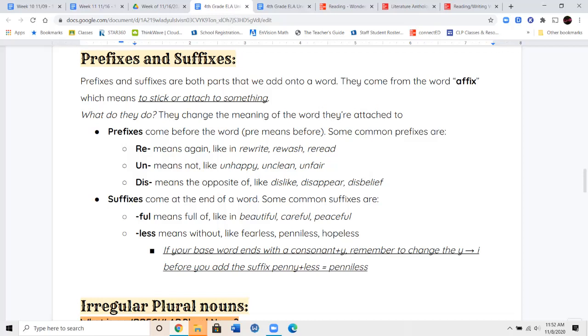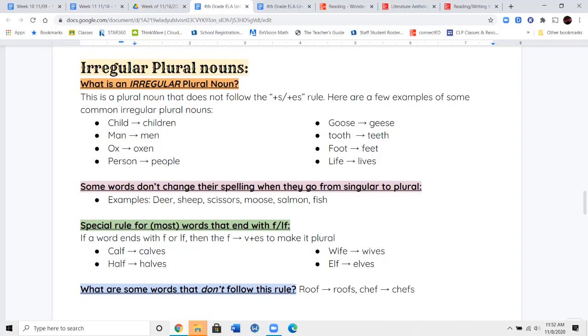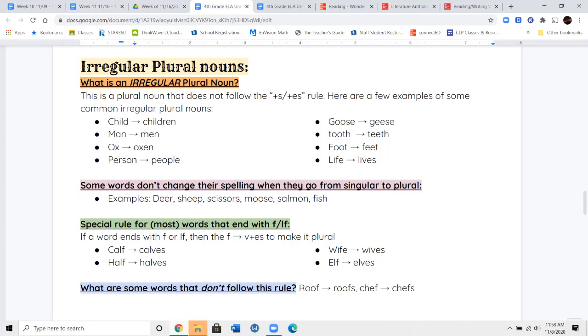So let's go on and talk about irregular plural nouns. Now we have regular plural nouns, which have an S or an ES at the end of it, right? Cat, cats, watch, watches, class, classes, dog, dogs, girl, girls, boy, boys, and so on. Irregular plurals don't follow that S-E-S rule. So some irregular plurals are ones that you know and you use pretty often, like the word child becomes children, man becomes men, ox becomes oxen, person becomes people, and so on. I've got a bunch of examples listed for you.